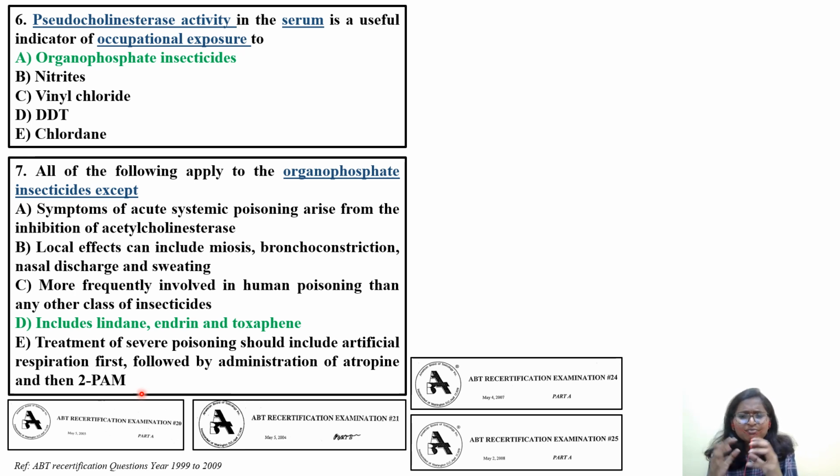So here again you have to remember, whenever there is some kind of poisoning, a patient comes to your emergency department, then you have to identify what kind of poisoning is there and what kind of treatment you have to initiate. So first thing you have to do is ABC, that is airway, breathing, and C I'm not remembering. Please go back and check. So here, as the option says, treatment of severe poisoning should include artificial respiration first, followed by, next, once you identify the type of poison, you have to immediately go for the antidote without further delay. So in this case of organophosphate insecticides, the antidote is atropine, that is an anticholinergic drug, and then 2-PAM, that is pralidoxime. Read how the atropine mechanism and how the 2-PAM mechanism works. You go back and read in detail.